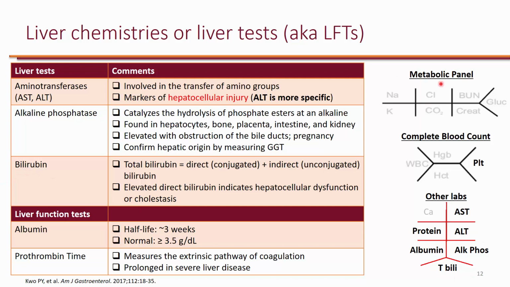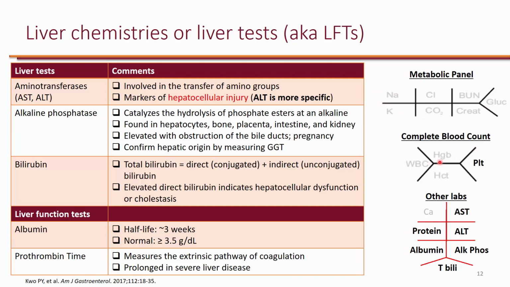By the way, on the right side you will see the common fishbones for lab values. Don't be intimidated by saying fishbones. The top one is the most common one, the fishbone for the metabolic panel. So you have sodium, potassium, chloride, bicarb, BUN, serum creatinine, and serum glucose. This is what you will see more commonly.